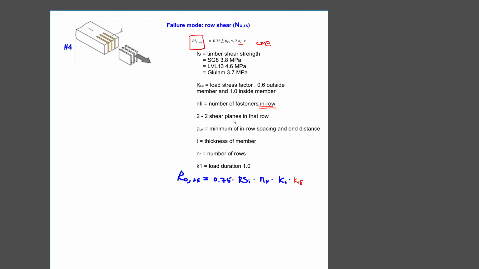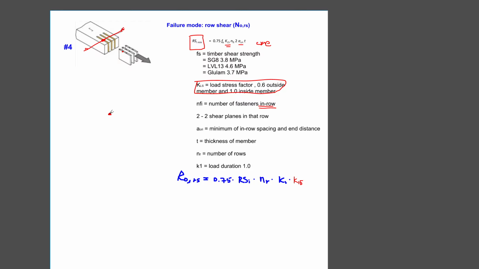Okay, and the next thing is this factor here, KLS. This is the load stress factor. What it means is this is something to do with the stress profile of the dowels. This is the stress profile at each row location of each dowel. If you're looking at the cross section over here, and we take a particular point, assuming this is one dowel, one row of the dowels, okay?